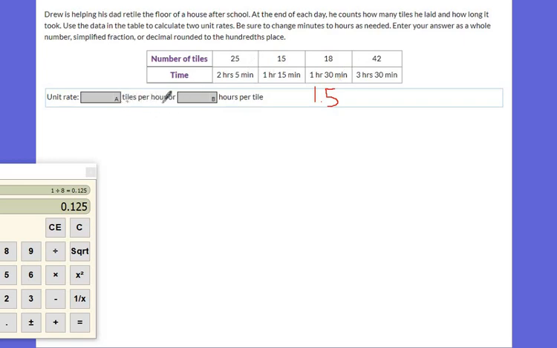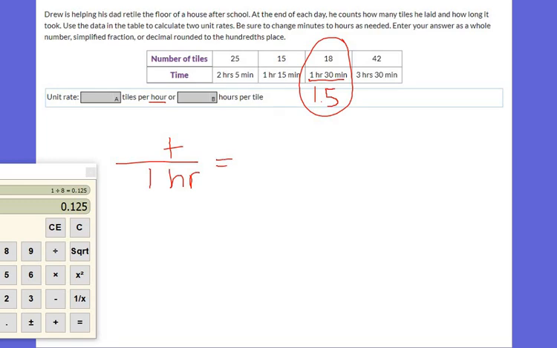So for this particular unit rate, they want per hour, which is per 1 hour. So what I'm going to do, I like it set up as a fraction. So I'm going to look tiles per 1 hour. And again, I said I was going to use this one just because it's easier for me, that I know that is an easy decimal for me to work with.